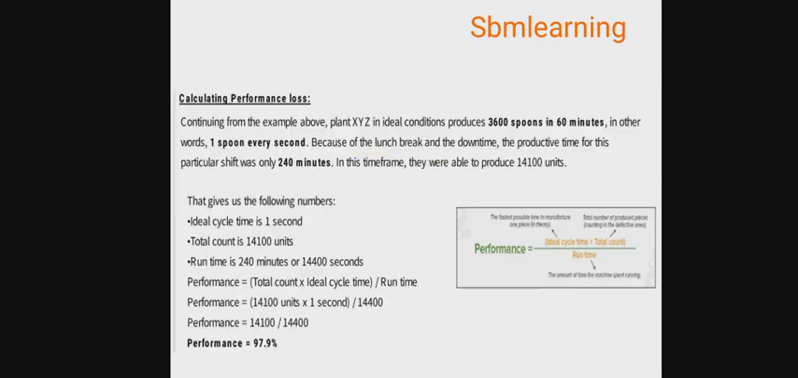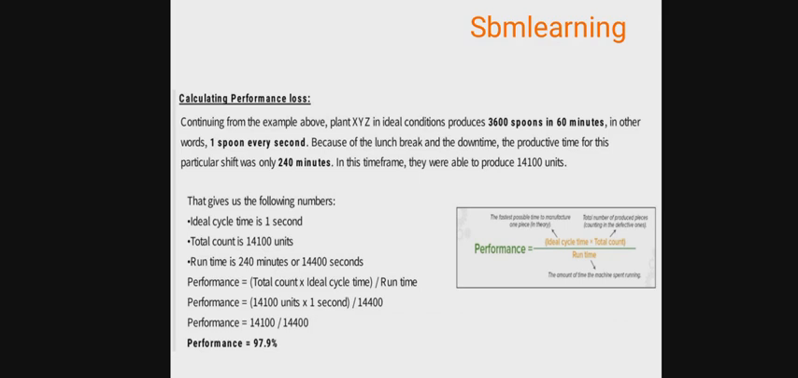Now, in the next one, performance: we have run 240 minutes, and my ideal cycle time is 1 unit per second. In 240 minutes there are 14,400 seconds. So at 1 unit per second, we ought to produce 14,400 units. But how much have we produced? We have produced only 14,100 units. Per second 1 unit, in 240 minutes, 14,400 seconds times 1 unit per second is 14,400, our theoretical output.